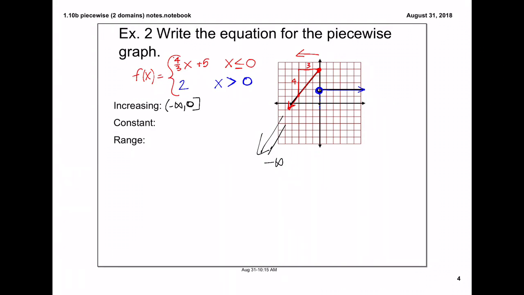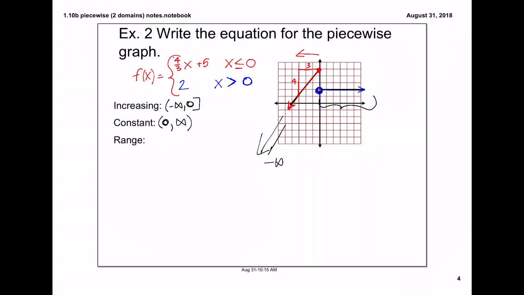Where is our line constant? If we look at our blue line, that is where our line is constant. It's starting from 0 on the x-axis, but it's an open circle, so you want to use a parenthesis, not a bracket. And it's going to positive infinity. Again, use a parenthesis instead of a bracket.